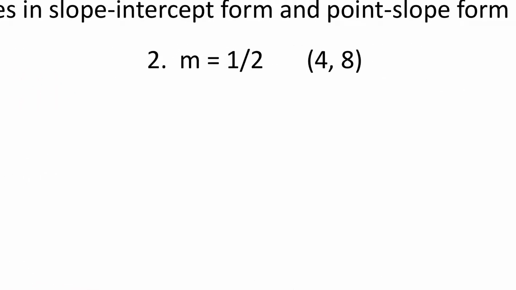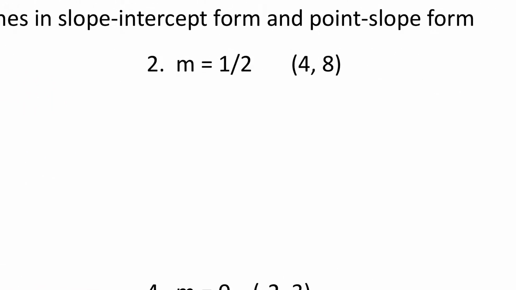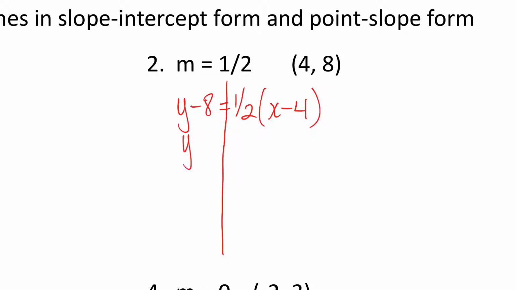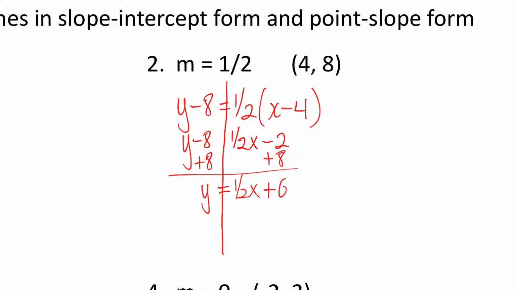Okay, on number 2, what's that going to look like in point slope? Y minus 8 equals half parentheses x minus 4. Okay, good. Then we want to convert that into slope intercept. 1 half x minus 2. Then we add 8 to both sides. Y equals 1 half x plus 6. Good job, Mark.